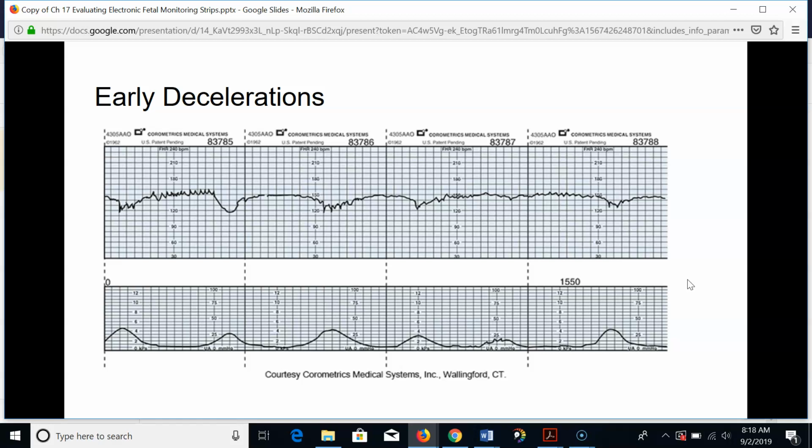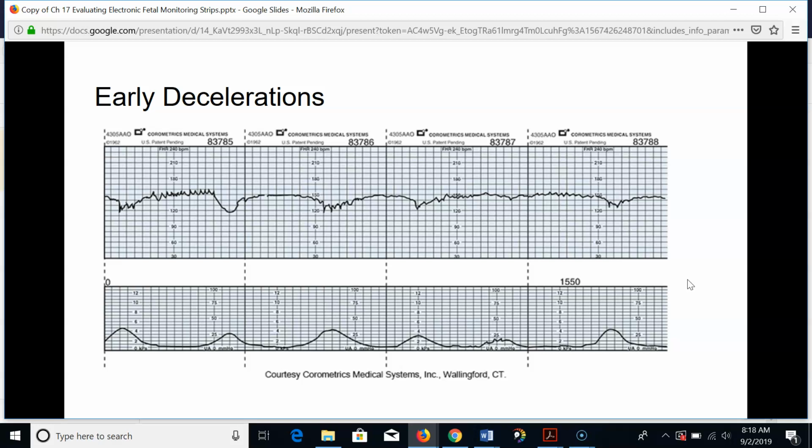Early decelerations will mirror the contraction, and they are subtle drops from the baseline. The contractions are on the bottom portion of the monitor strip, so if you were to flip the early decels over, they would look just like the contractions. They basically start the deceleration process as a contraction starts, and once the contraction is done, so is the deceleration. The fetal heart rate is back to baseline.